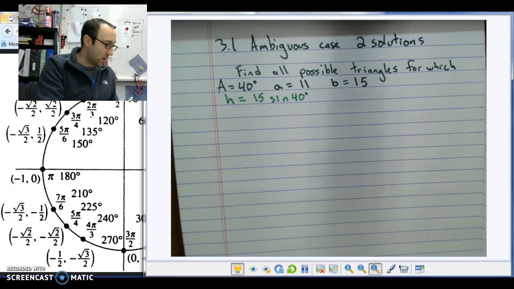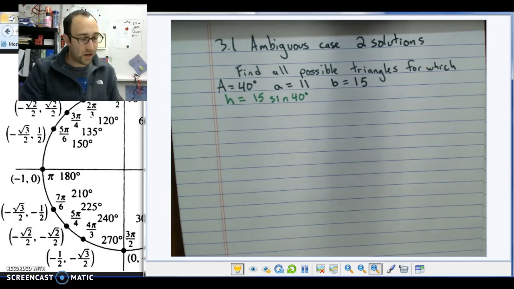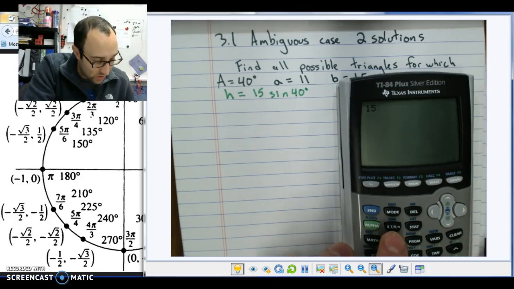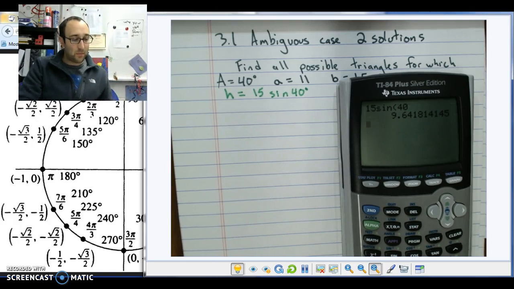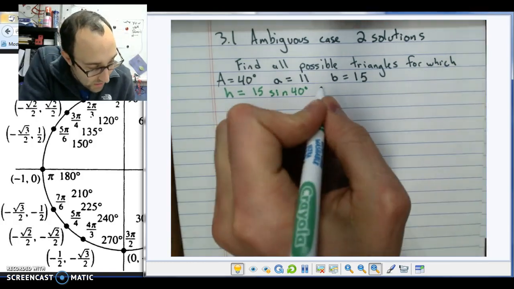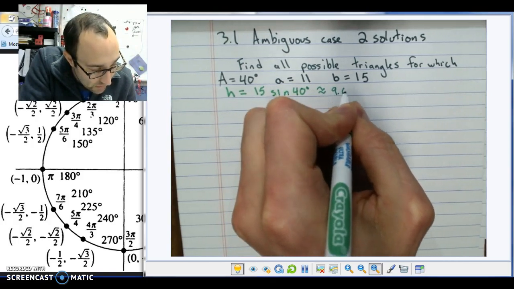Let's grab our calculator and figure that out. So we take 15. I'm still in degrees, you might want to check that just in case. So we've got sine of 40, and that ends up being about 9.64. Let's use 9.64.